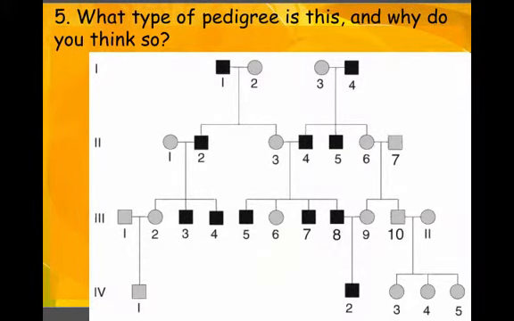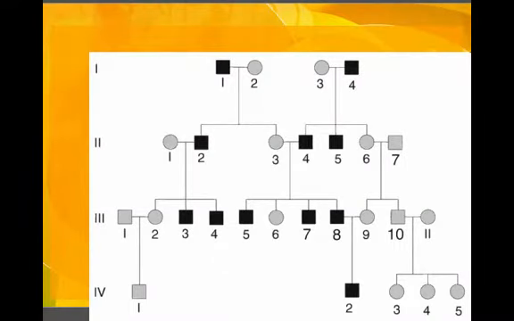What type of pedigree is this, and why do you think so? In this particular pedigree, notice that only males get the disease. There is not a single female on the pedigree who is affected by the disease. In this case, it must be Y-linked since there are no females who are affected by this particular trait.